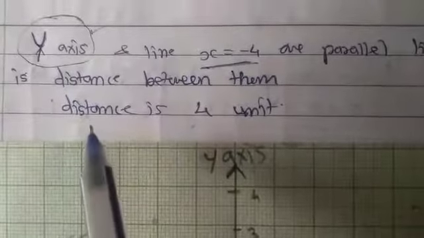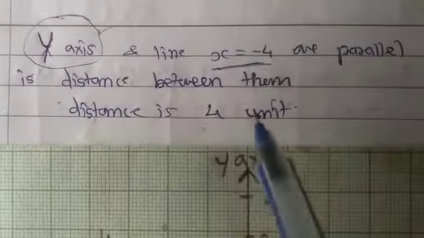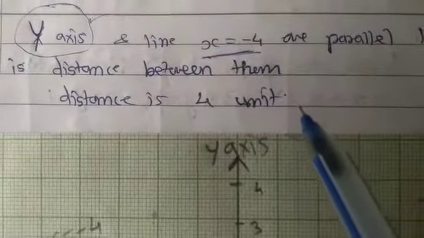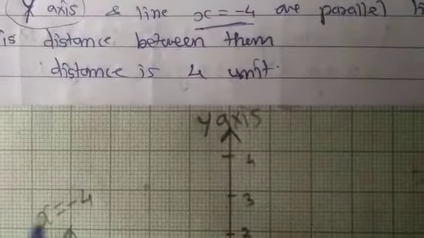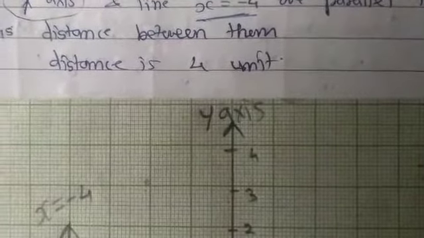So we can write the answer. Distance is 4 unit. Okay. So this is the answer. Here you are not required to draw a graph. Okay.